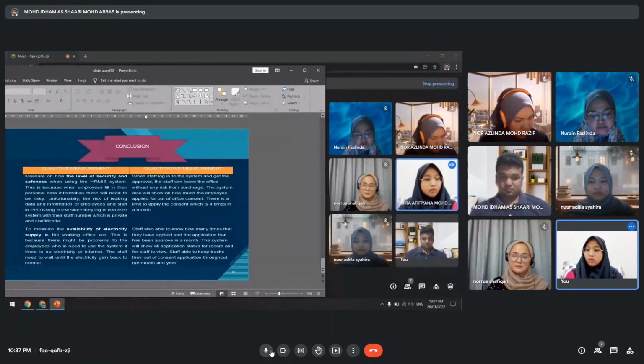Staff are also able to know how many times they have applied and how many applications have been approved in a month. The system will show all application statuses for record and for staff to view. Staff are able to keep track of their out of office consent applications throughout the month and year.